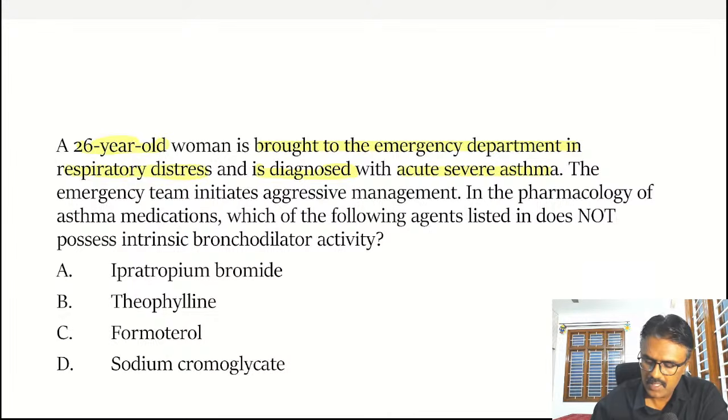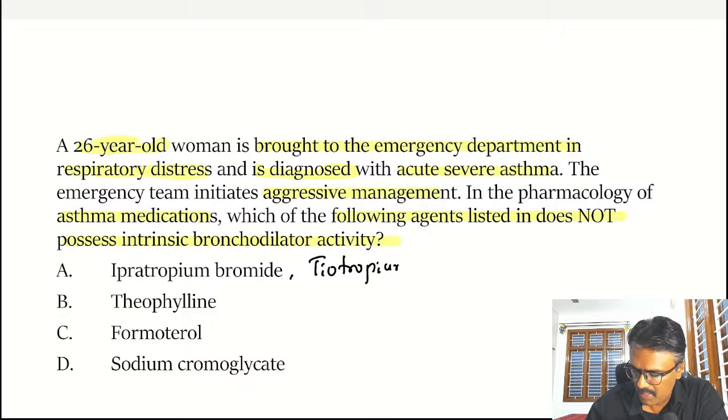The emergency team initiates aggressive management. In the pharmacology of asthma medications, which of the following agents does not possess bronchodilator property? In short form, which of the following is not a bronchodilator is the question. Can you answer? Ipratropium bromide and tiotropium bromide are bronchodilators.